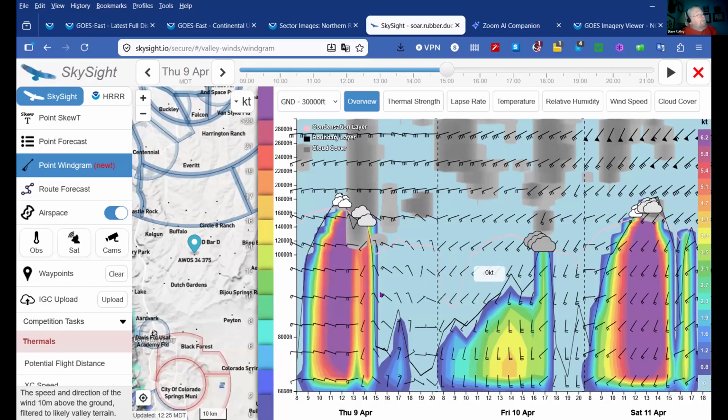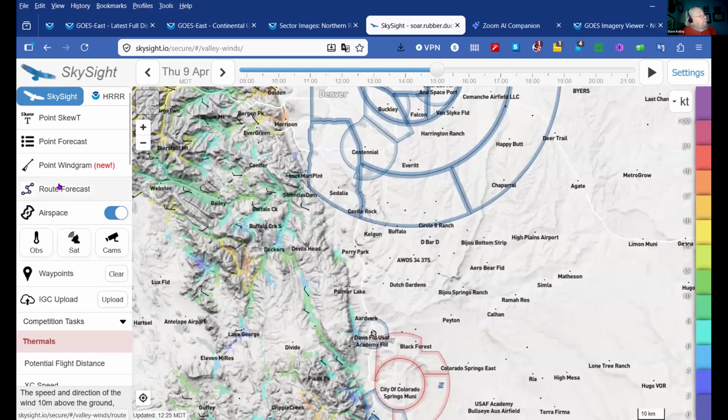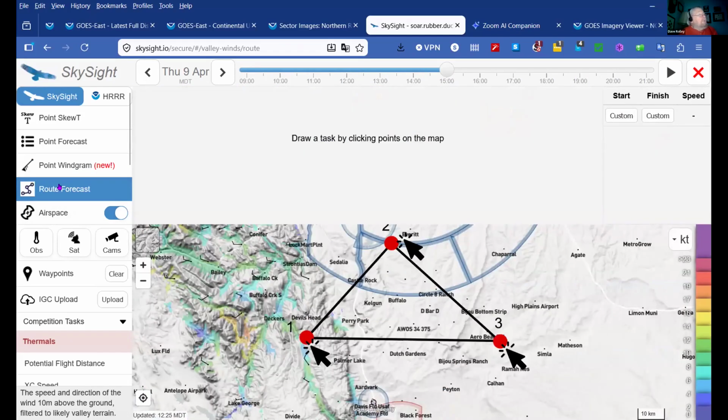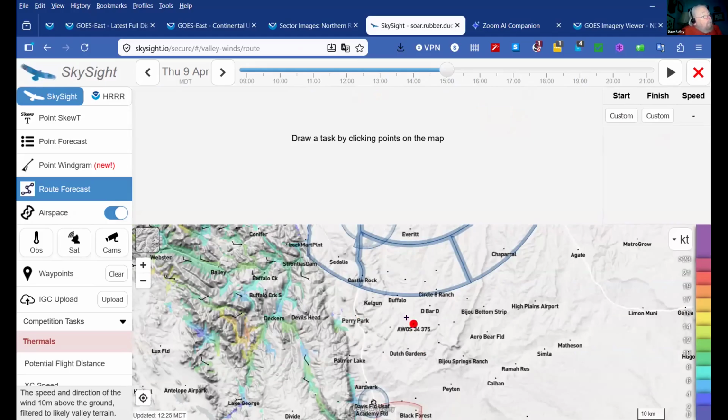So this gives you the ability to look. Here's the overview. You've got other things that you can look at, but you could look at this at the airports along your flight route. So this gives you a point solution. The other one, and this one's been around for a long time, is the route forecast. And route forecast works in two different ways for you.